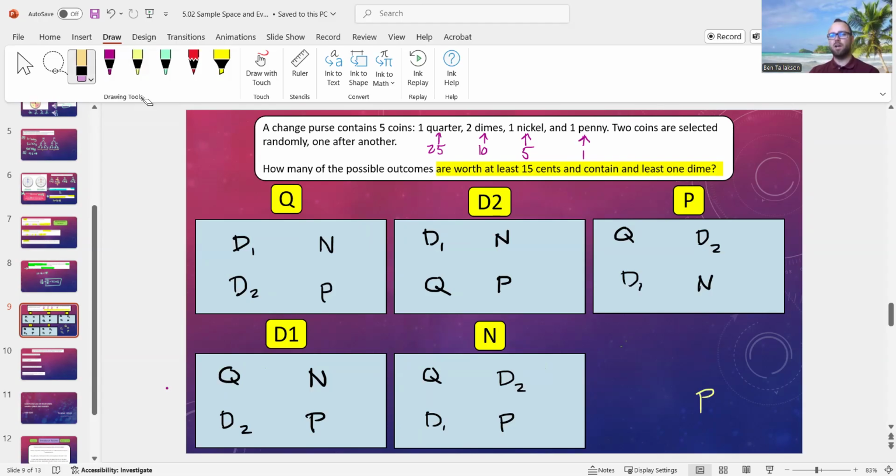Now, I would recommend drawing this out as a tree diagram, but I did it this way to help you check things off. So I'd like you to pause this and see if you can figure out all of the options that fit this requirement. Keep in mind, the yellow boxes is the first coin that's selected. What's in the blue boxes is the second coin selected. There were only 2 selected, and they're one after another, so you can't pick the same coin twice.